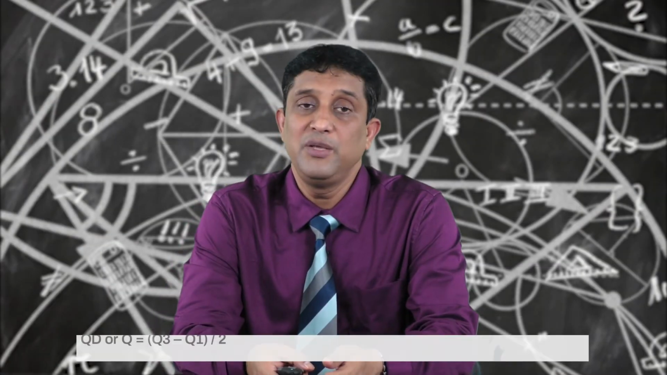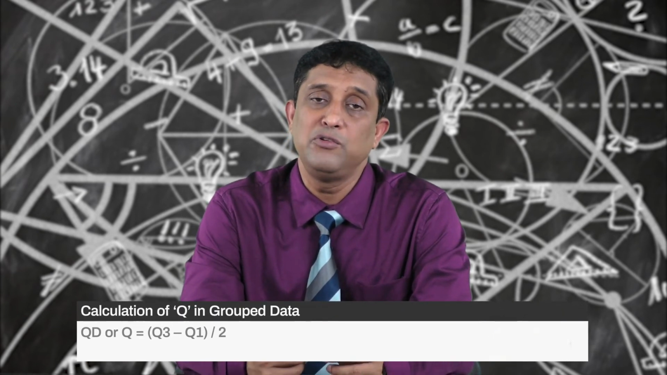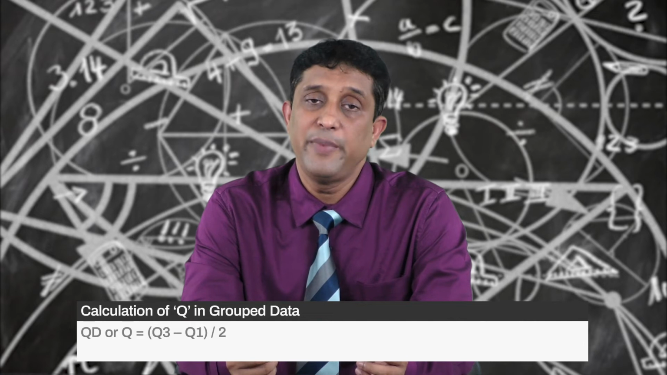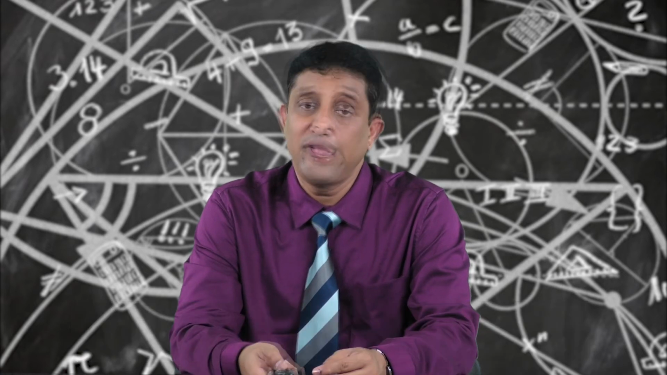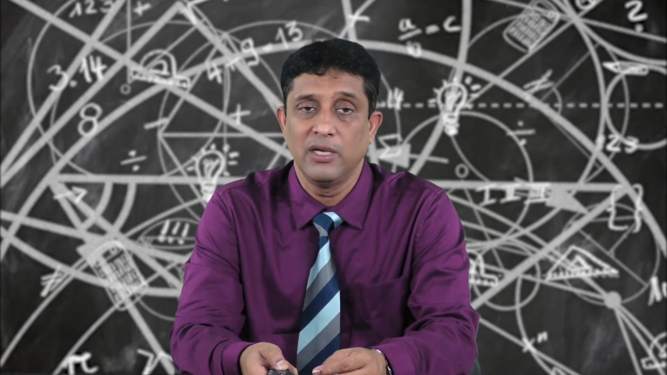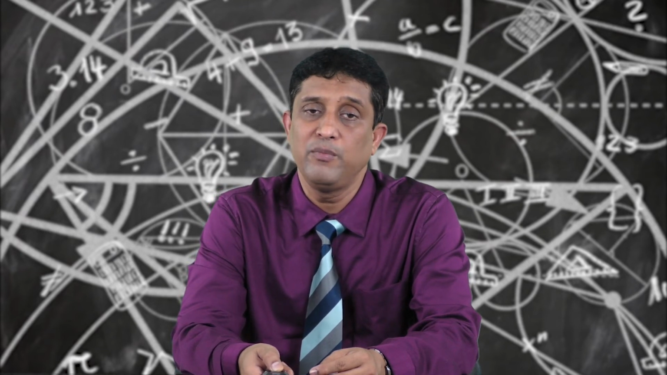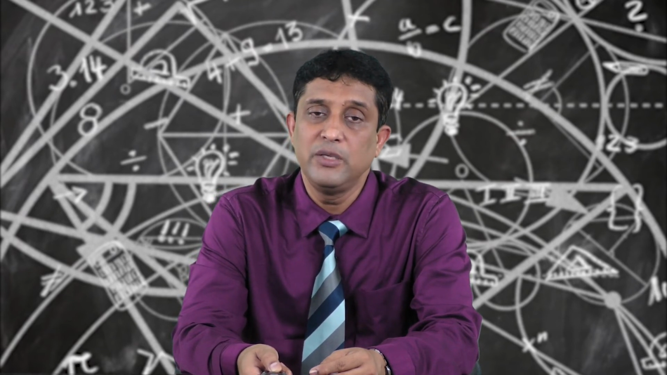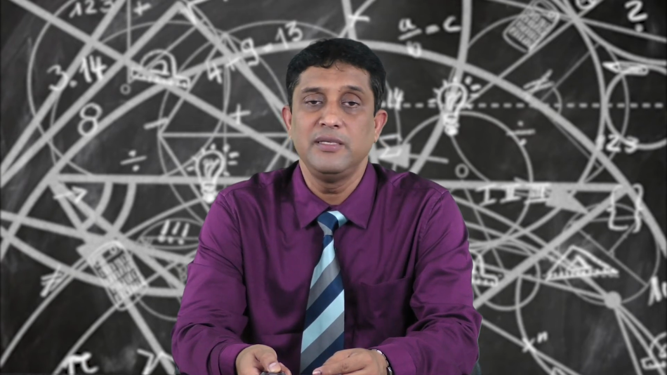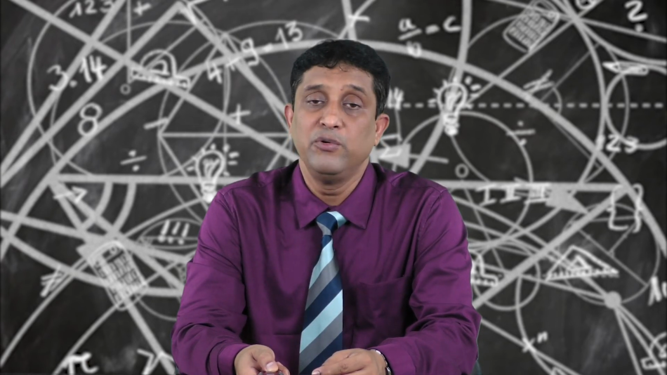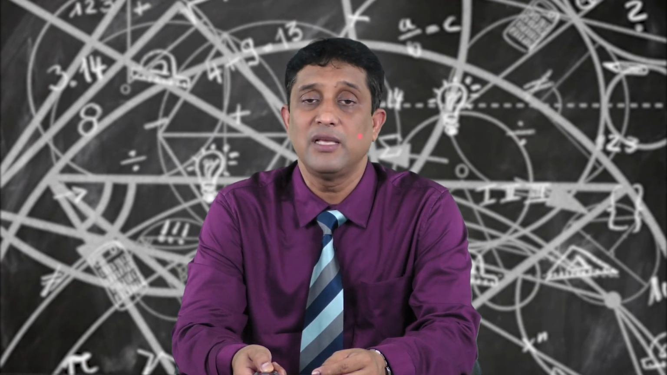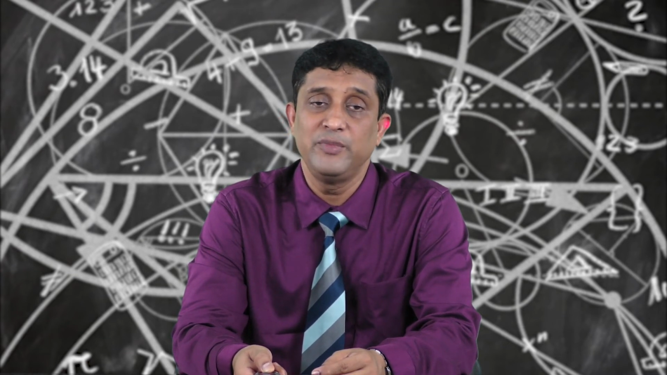You see the formula is the same. QD, quartile deviation, or Q is equal to Q3 minus Q1 divided by 2. What you have to do is calculate Q1. The formula of Q1 is L plus N by 4 minus cumulative frequency below the first quartile class, that is CFQB, upon FQ, the frequency of the first quartile class, into CI, the size of the class.